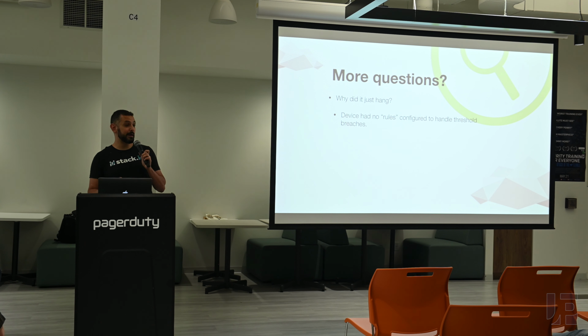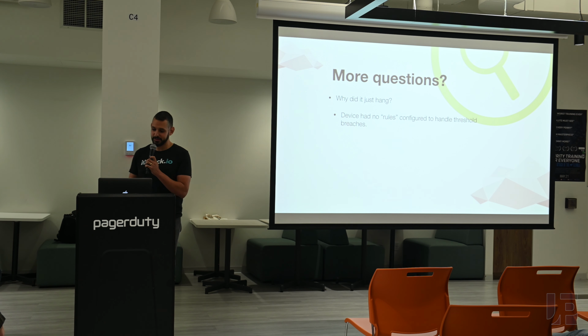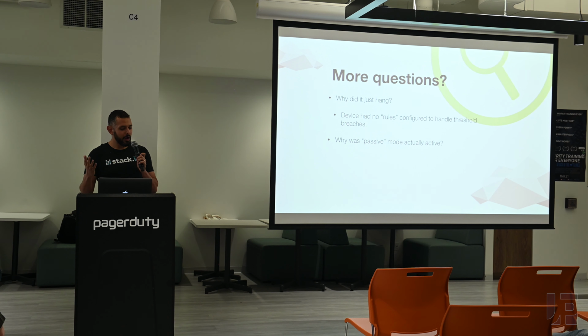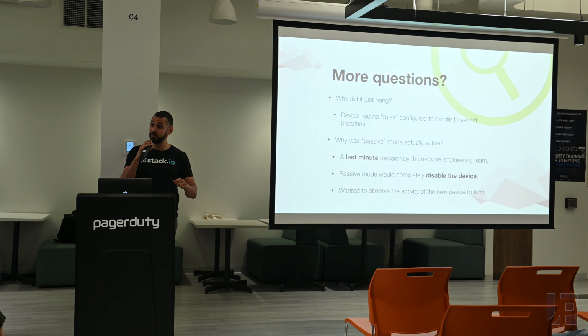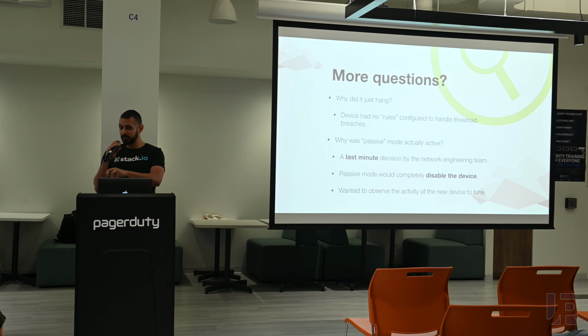Well, this device was brand new, and it didn't have any rules configured to handle these threshold breaches. And by default, when it crosses the threshold without any rules, it just holds onto the connection indefinitely. Okay, so why was passive mode actually active mode? Well, it's a last-minute decision by the network engineering team. You see, passive mode would completely disable the device, so they wouldn't get anything, like even logs, to figure out how to tune the device. And they actually wanted to observe what the activity looked like to be able to tune it accordingly, which sounds kind of reasonable, except for the fact that they did it last minute and didn't inform anybody about this and actually turned this into an outage.